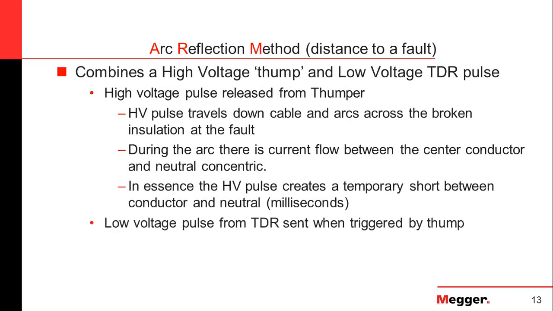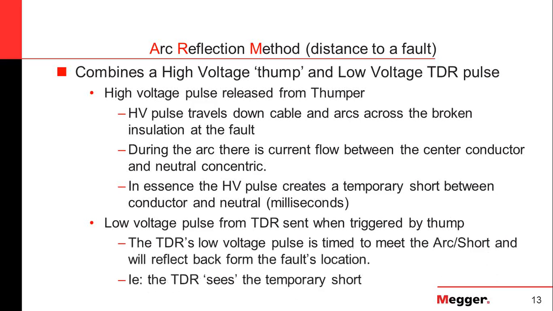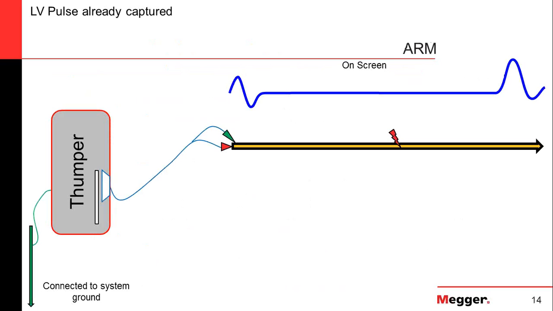Now, the low voltage pulse from the TDR is sent at the same time, as triggered by the thump, so it knows when to go look for that short. And the TDR's low voltage pulse is going to travel down the cable, and hopefully what's going to happen, it's going to reflect off of that temporary electrical arc or short. In essence, the TDR sees this temporary short.